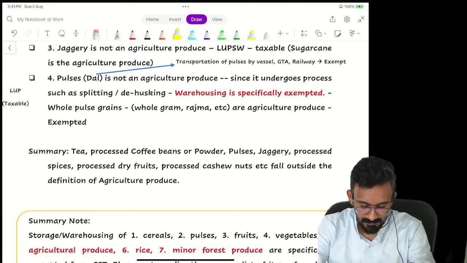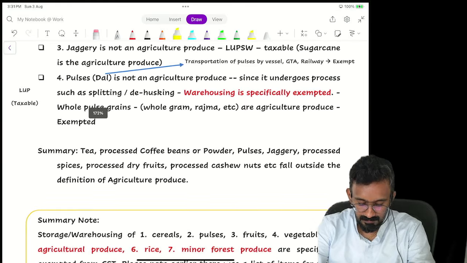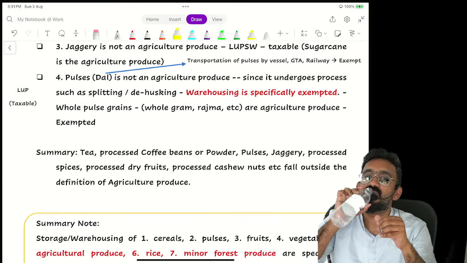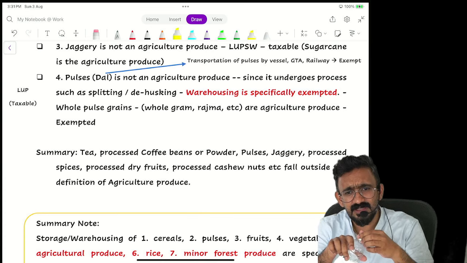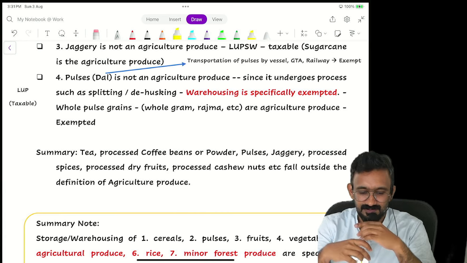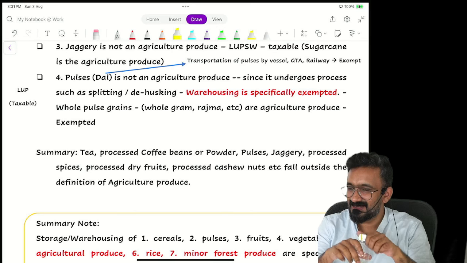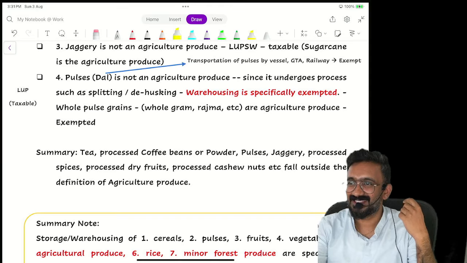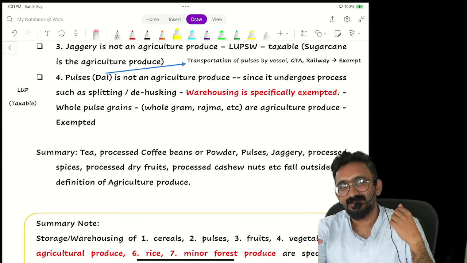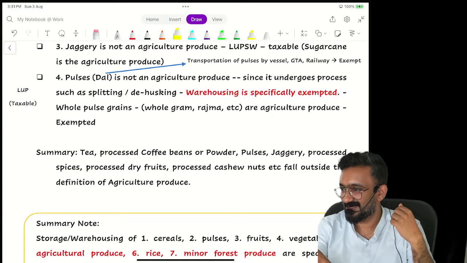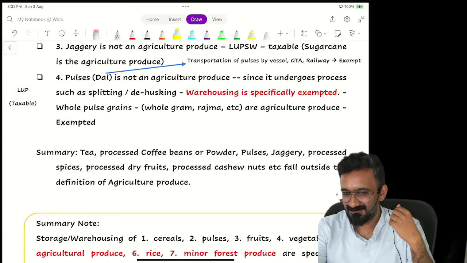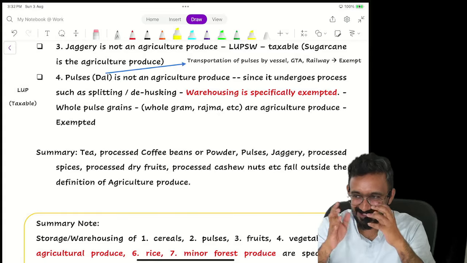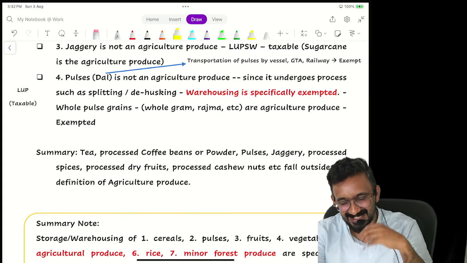Pulses. What is pulses? What is pulses in Tamil? Parupu. Not the other one. No da. In Malayalam it is parippu. How do you say it again? Paruppu. Correct. Because it slightly changes, it will become something else, right?